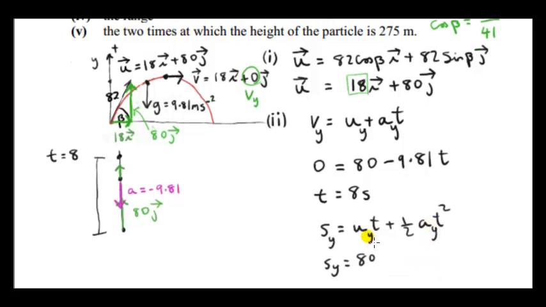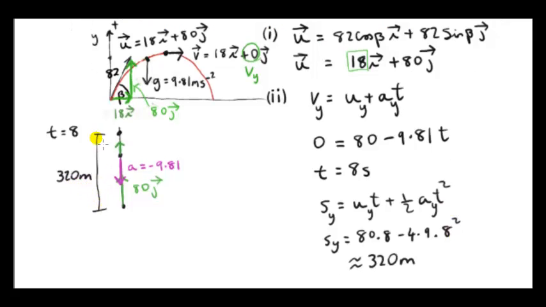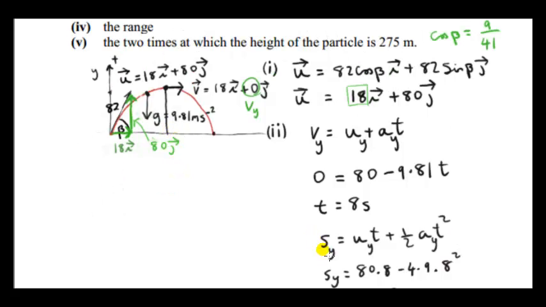So we just plug in for the time taken to reach the maximum height. The time is 8 seconds. Half of minus 9.81 is minus 4.9. So the maximum height is 320 meters. So that's that height here. So Sy gives us the height of the particle. It's the displacement in the y direction.